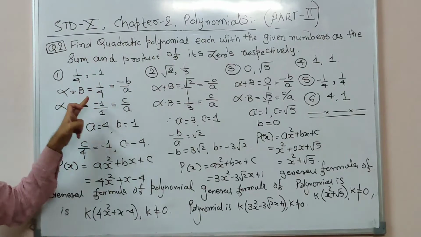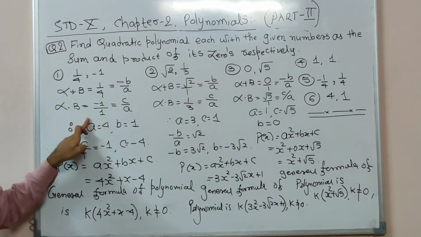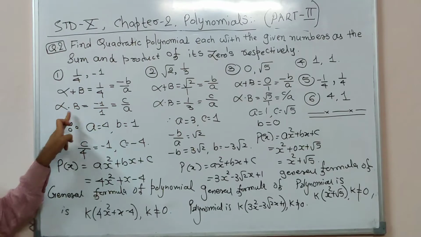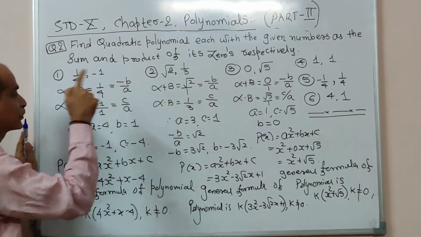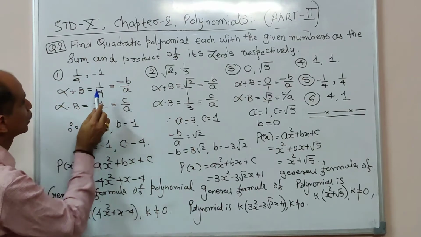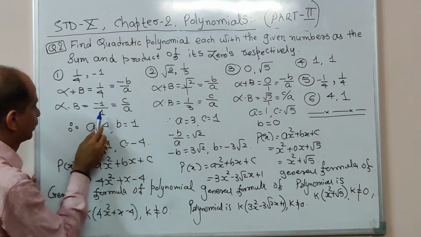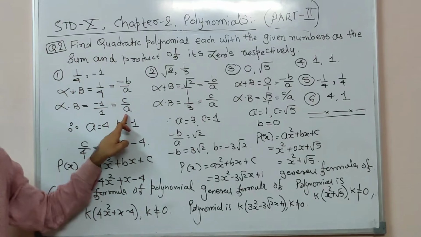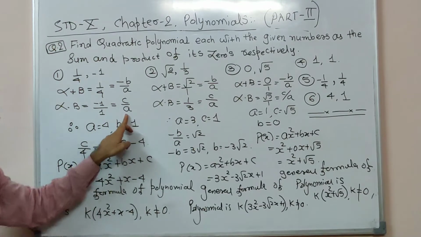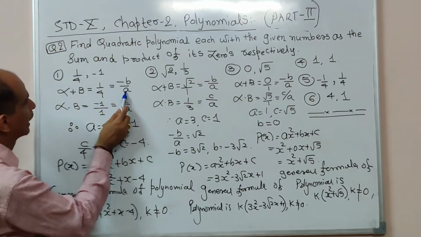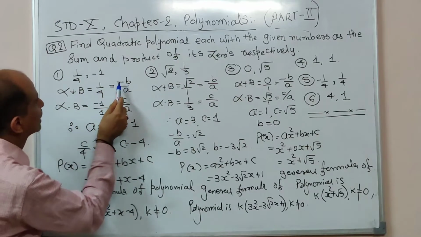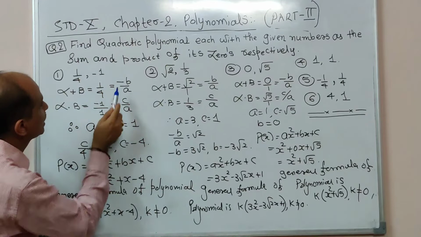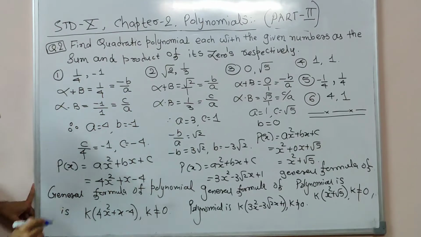You can write minus 1 as minus 1 upon 1, and you know the formula, alpha into beta is equal to c by a. Now if you compare these ratios, here a is equal to 4, and here a is equal to 1. So you have to take the highest multiple of a, and that's why you have to take a is equal to 4. When you take a is equal to 4, minus b becomes 1, so b becomes minus 1.